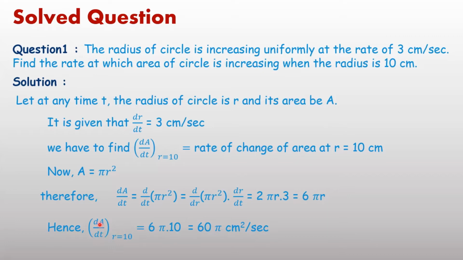dA by dt is the rate of change of area. The unit of area is centimeter square and time is second, therefore the unit will be centimeter square per second.